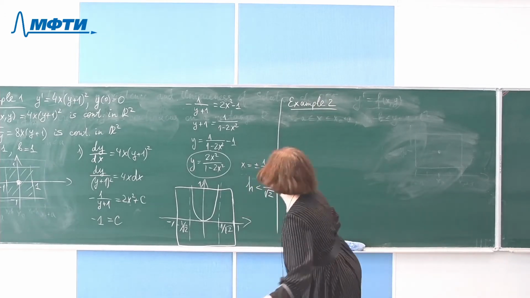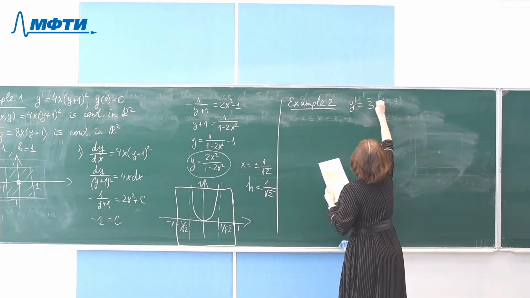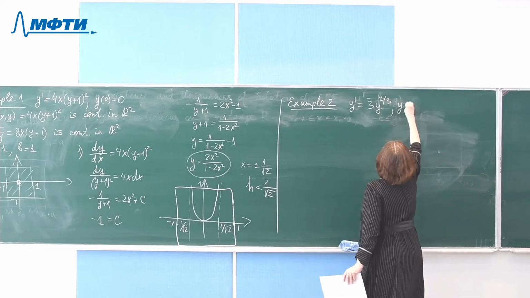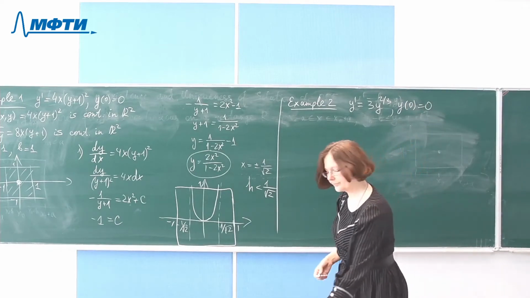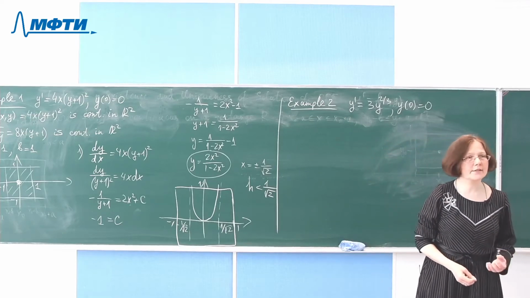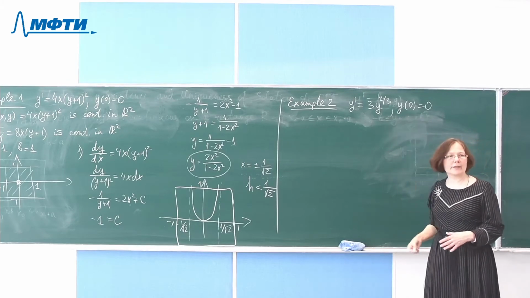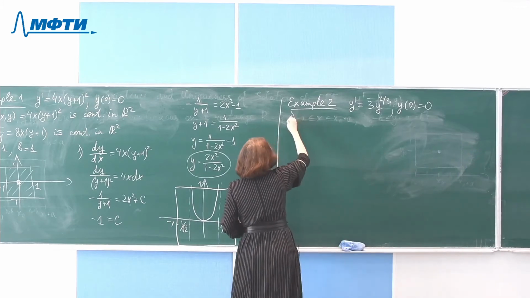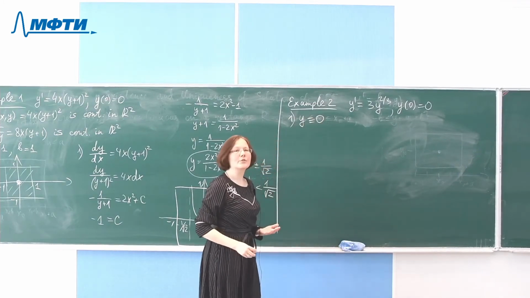I'd like to consider a differential equation y prime equal to 3y raised to the power 2/3, and y of 0 equals 0. This is an initial condition. Let's try to solve this equation and discuss the uniqueness of a solution of this initial value problem. Okay, by inspection we can see that y equals 0, identically 0, is a solution, right?